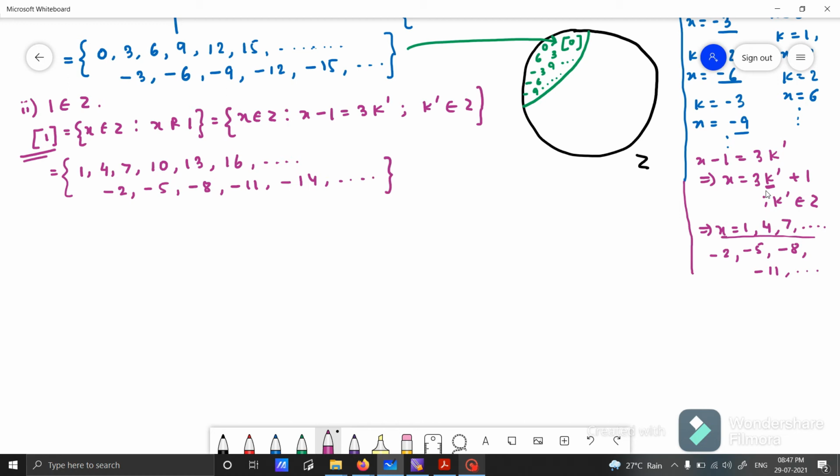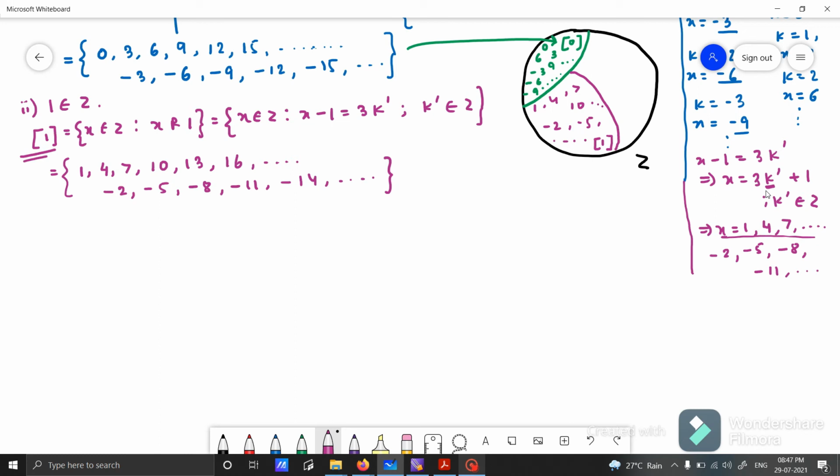So that's equivalence class 1. So we have got another equivalence class here, which is the equivalence class of 1, and all the elements belonging to this are 1, 4, 7, 10, dot dot dot, and then minus 2, minus 5, dot dot dot. So these are the elements in equivalence class 1.